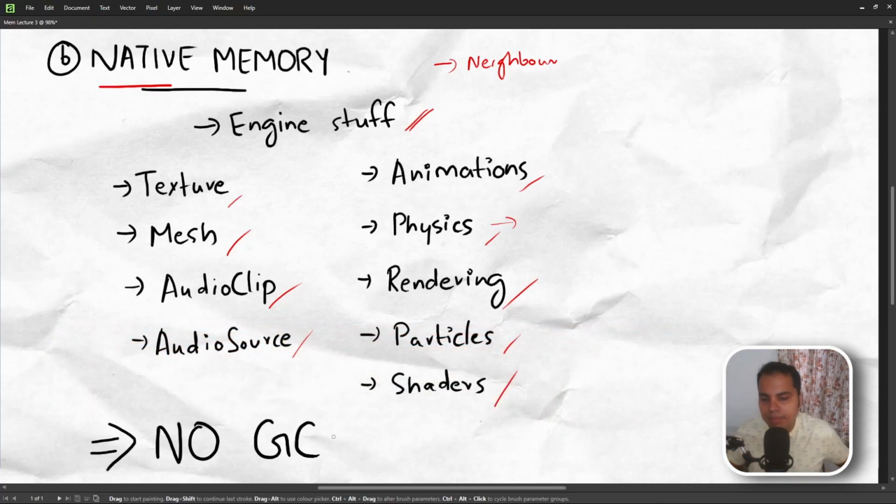This essentially means no GC. Okay, there is no GC in native memory. All of the engine side memory is written in C++. This is different from your C sharp code. Okay, the native memory, all of the rigid bodies, the audio source, mesh, all of those components that you add, and all of the things that are used within the engine itself, like the animations, they are all non GC, meaning they're native memory. Okay.